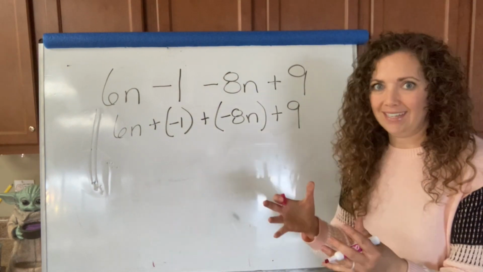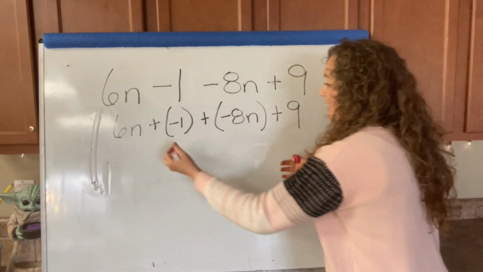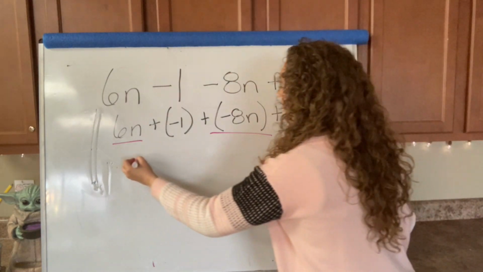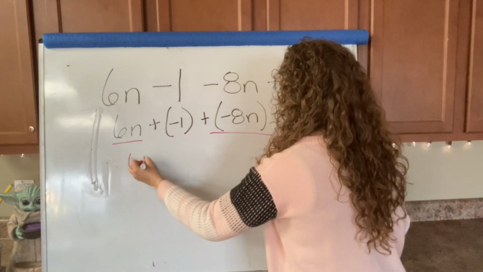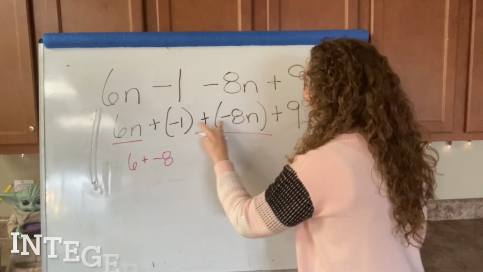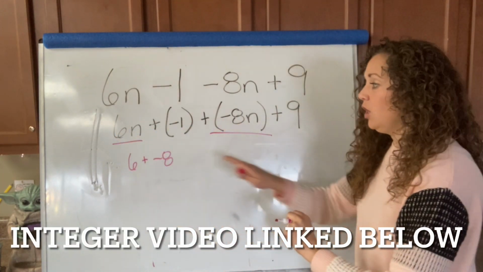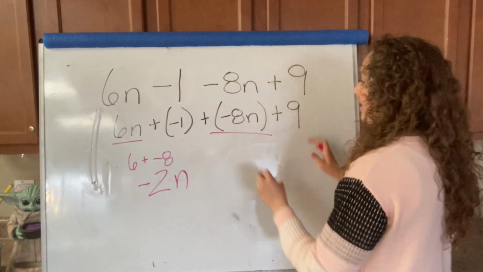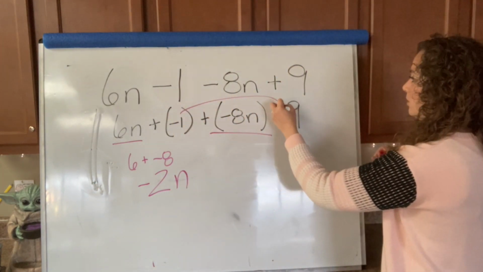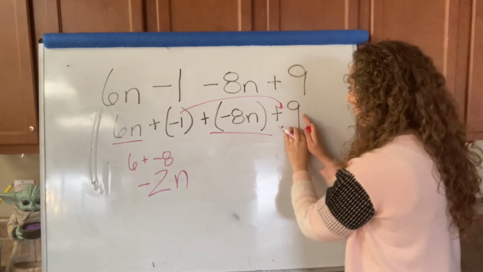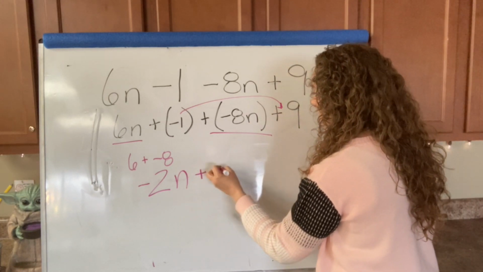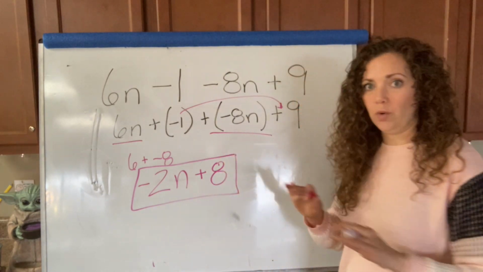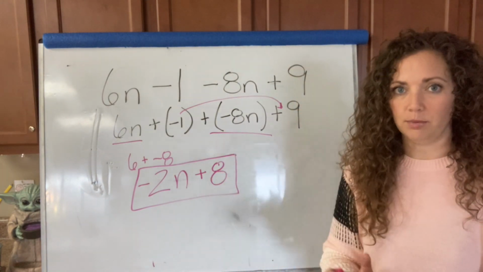And now we combine like terms. So let's look at the 6n and this one here. This is 6 plus negative 8. So we have to remember those integer rules. This is actually going to be negative 2n. Then we can combine these two, and it's negative 1 plus 9. Well, that is 8. And this is my answer. There is no equal sign, but it is in the simplest form.